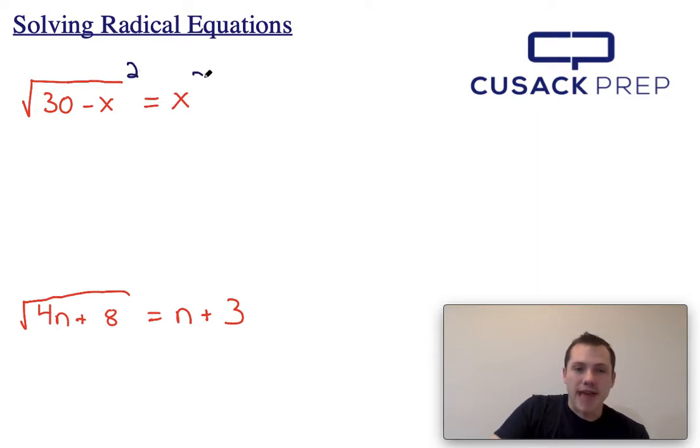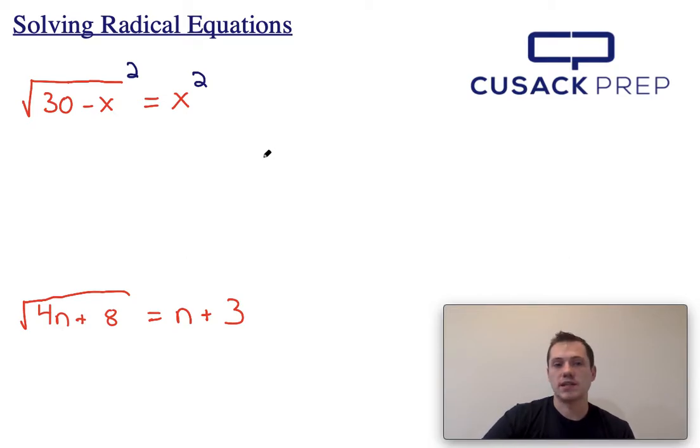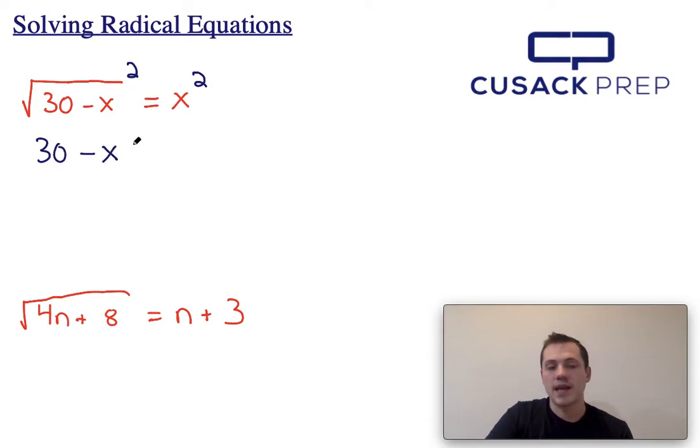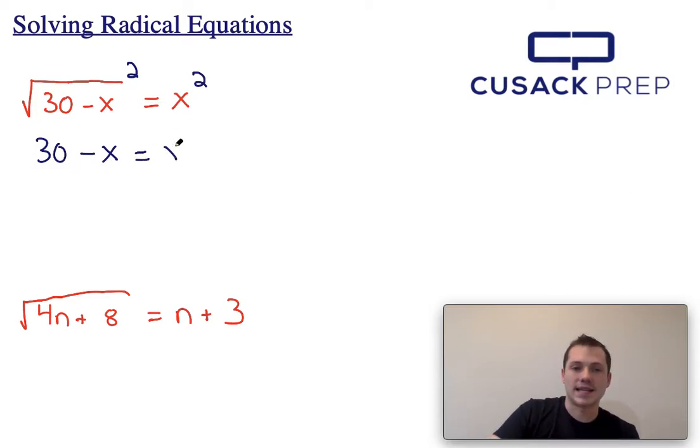So to solve it, what you have to do is get the radical to disappear. And the way that I can do that is once the radical is completely alone on one side of the equation, I can just square both sides. Now, on the left side, the radical is just going to cancel out with the square. So we're left with 30 minus x. On the right side, in this case, we're just going to have x squared.